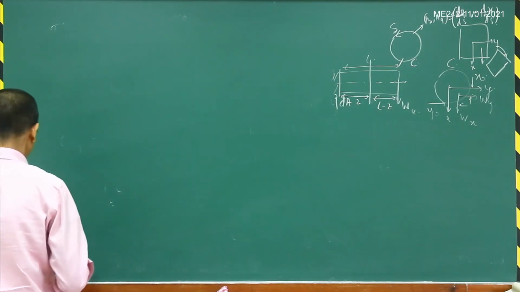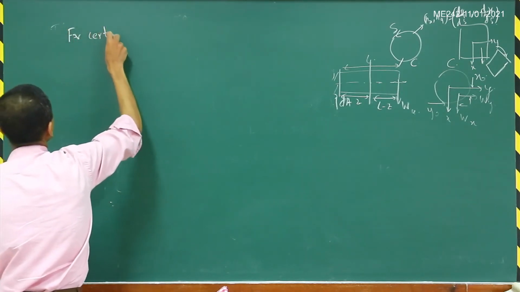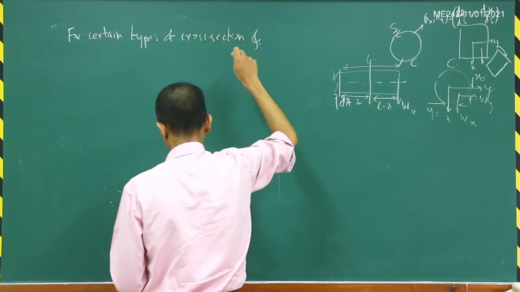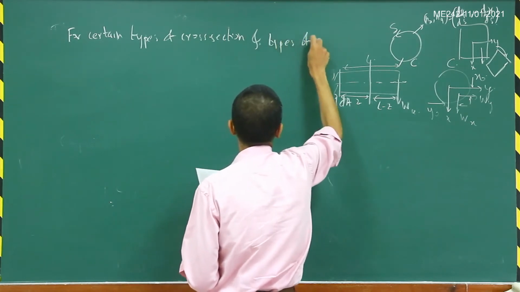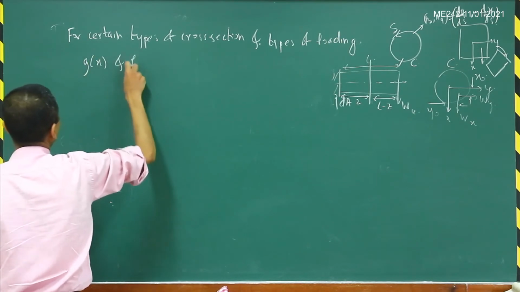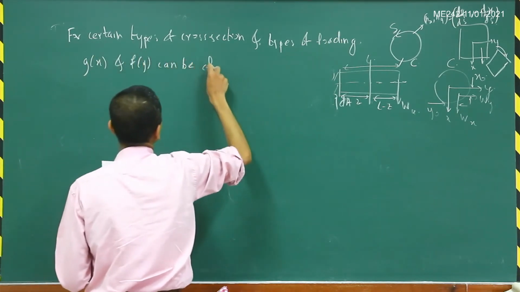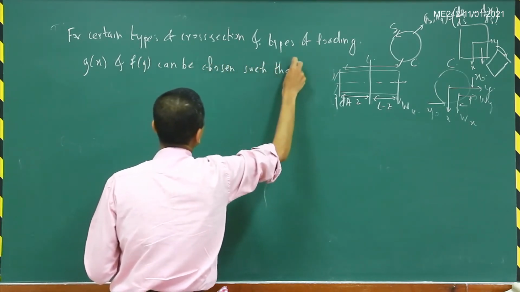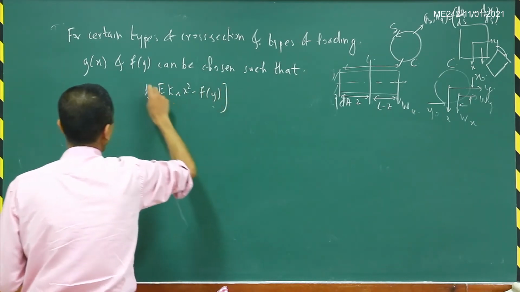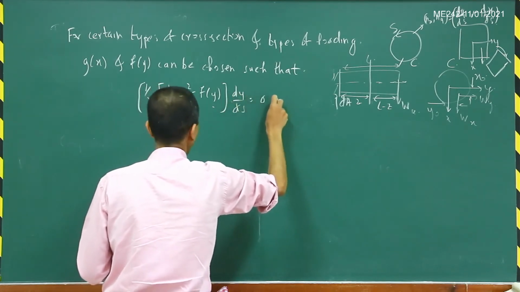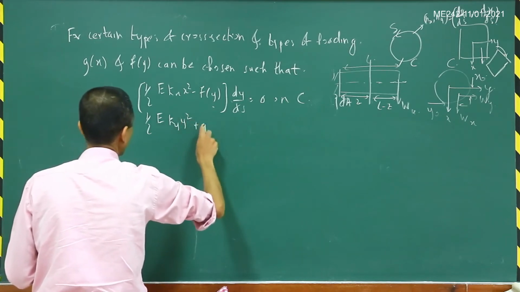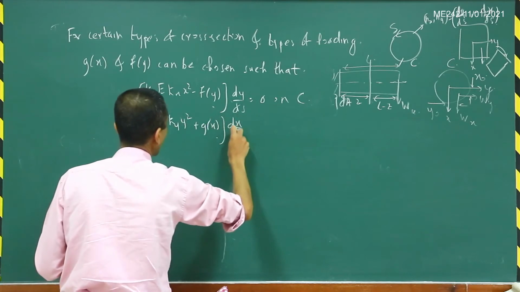So for certain types of cross sections and certain types of loading, the g(x) and f(y) can be chosen such that half of E κx times (x² − f(y)) times dy/ds is equal to 0 on C, and half of E κy times (y² + g(x)) times dx/ds is equal to 0 on C.